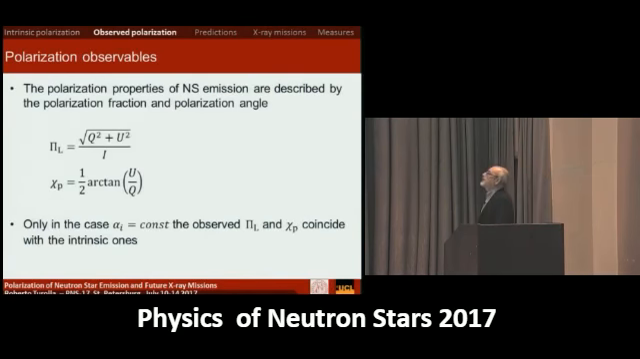Putting everything together, one can conclude that the polarization properties of neutron star emission are described by two observable quantities, the polarization fraction and the polarization angle, that are quite simply related to the Stokes parameters Q and U. Pi L is simply the square root of Q squared plus U squared divided by the total intensity. If I use the normalized Stokes parameters, it's simply the square root of the sum of the squares of the normalized Stokes parameters. And of course, the polarization angle is 1/2 the arctangent of the ratio U over Q.